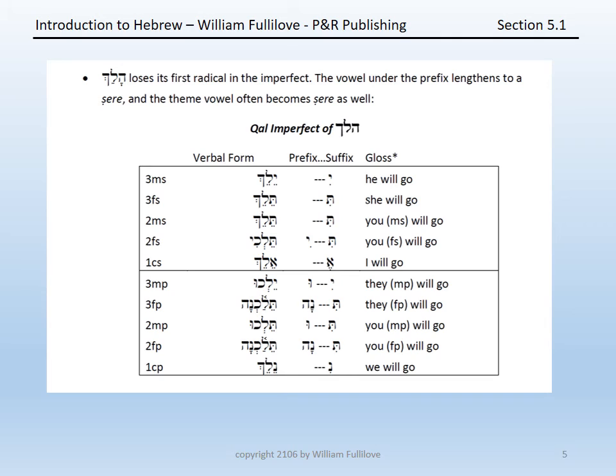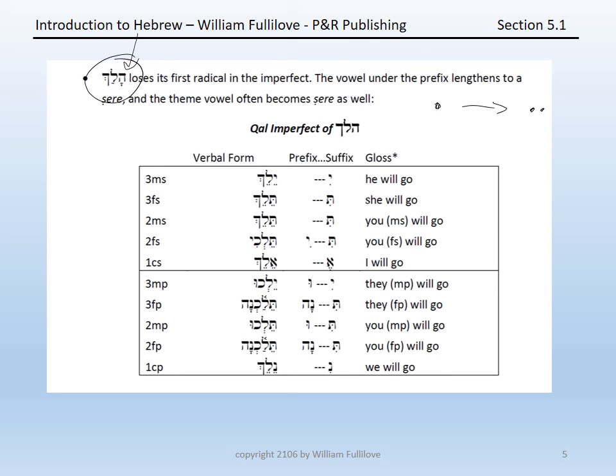In Hebrew, two such verbs are, first, halak, the verb glossed as to go or walk. In the imperfect, the verb halak will lose its first root letter. The hey will disappear. In response to the loss of that hey, the vowel under the prefix will undergo a compensatory lengthening. It will lengthen from the short hireq to the longer vowel tsere. It's also common that the second vowel, the theme vowel, will become a tsere as well.